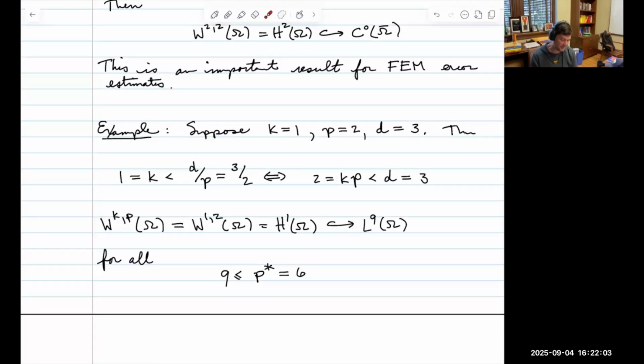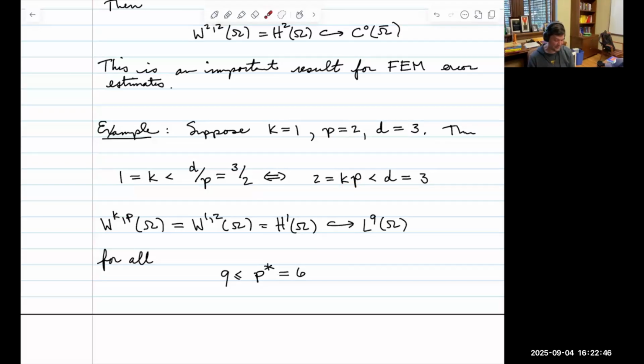Let's do another example. Suppose that K is equal to 1. So that means spaces with one weak derivative. P is equal to 2 and D is equal to 3. This is a very important example. So this is a subcritical case. Subcritical because K times P is strictly less than D, or in other words, K is strictly less than D over P. K in this case is 1. D over P is, of course, 3 over 2 because D is equal to 3 and P is equal to 2, which is exactly the same as saying that KP is strictly less than D, or 2 is less than 3.